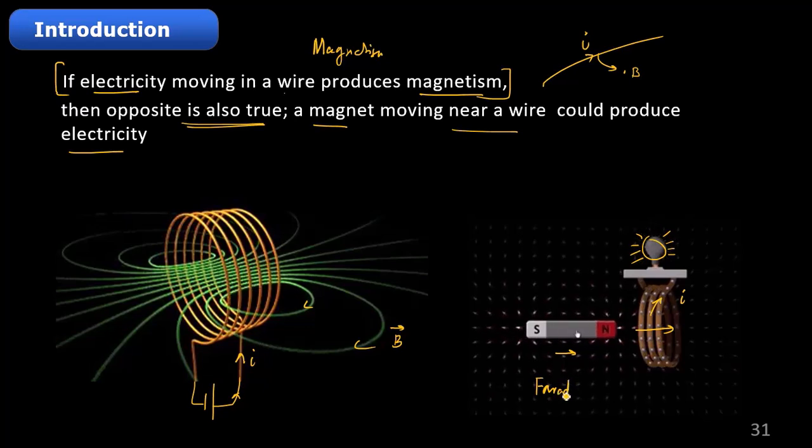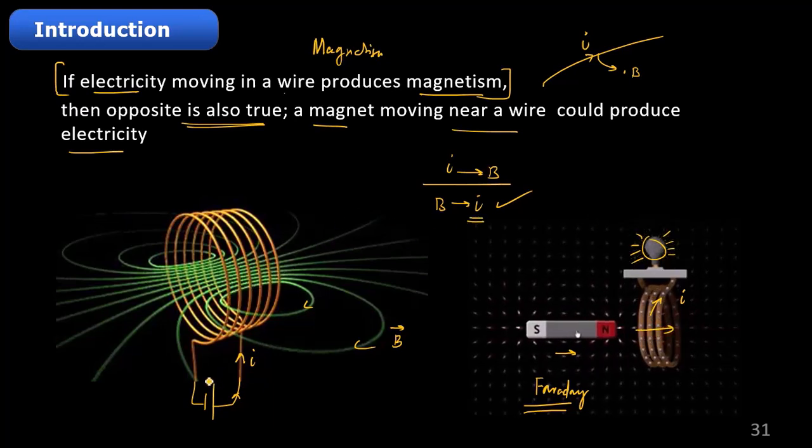Faraday was the first scientist who discovered this technique: whenever I move the magnet, I am producing something which introduces the effect of current. So the reverse is also true. The first topic is that I produces B. Now the second topic is, can B also produce I? The answer is yes, it can. Now we can produce electric current.